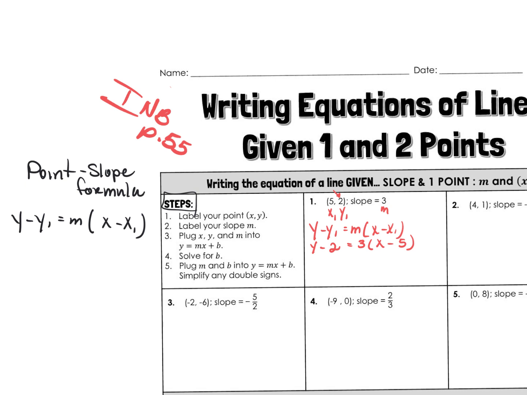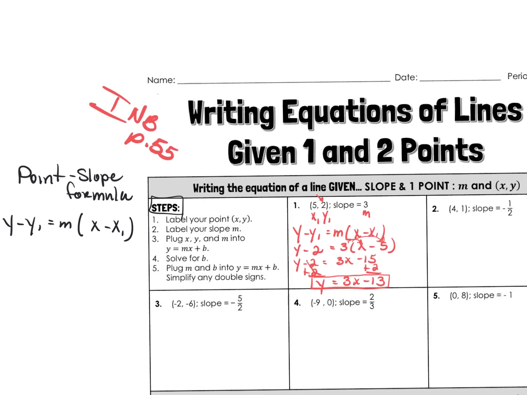And then we're going to do distributive property. Y minus 2 equals 3x minus 15. And now we're going to get y by itself. We're going to add 2 to both sides. This cancels. Y equals 3x minus 13. And that is our answer.